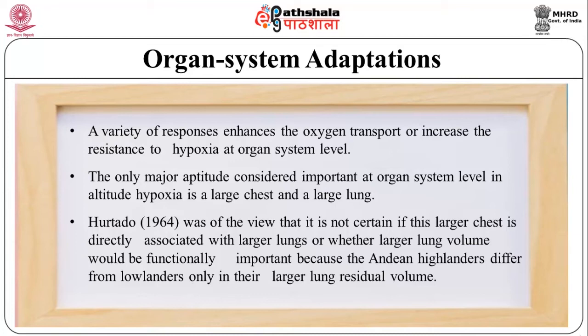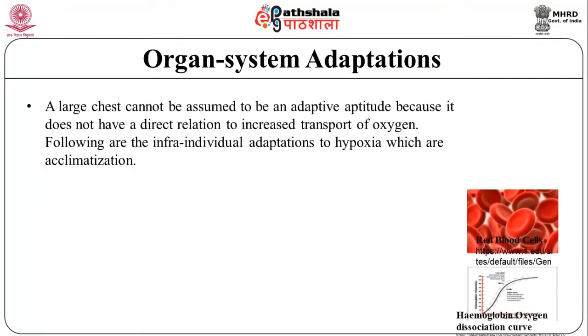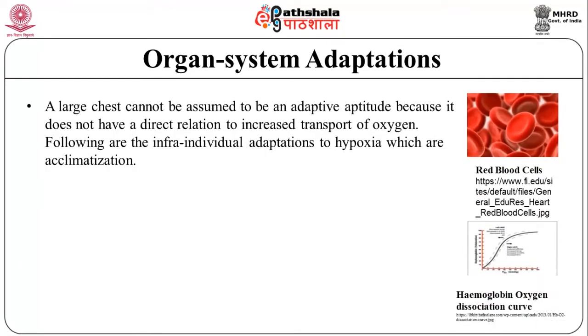Hurtado was of the view that it is not certain if this larger chest is directly associated with larger lungs, or whether larger lung volumes would be functionally important, because the Andean highlanders differ from lowlanders only in their larger lung residual volume. Therefore, a large chest cannot be assumed to be an adaptive aptitude, because it does not have a direct relation to increased transport of oxygen.